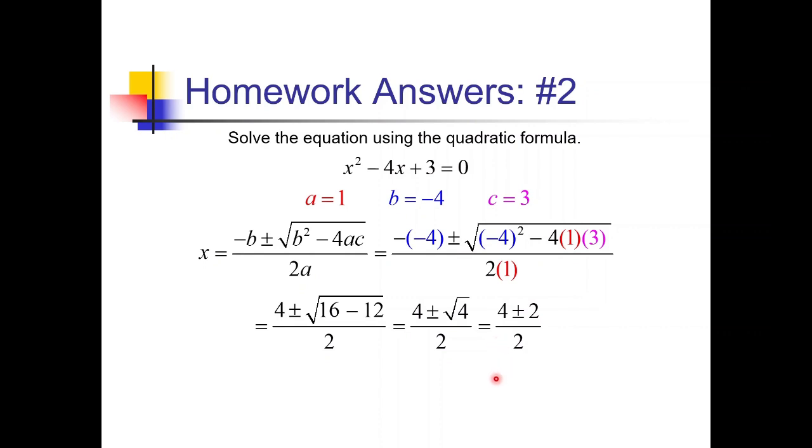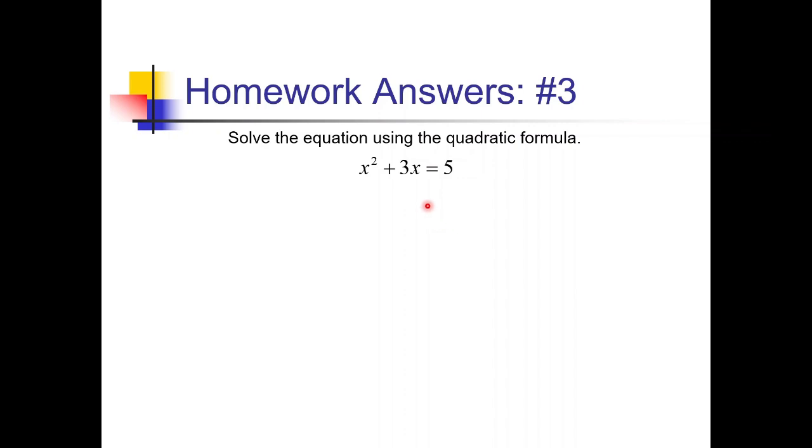And let's see if we can go even further. So we can do 4 minus 2 over 2. That's one answer. And that's going to be 2 over 2, which is 1. And then we could do 4 plus 2 over 2, or 6 over 2, which gives us our other answer of 3.